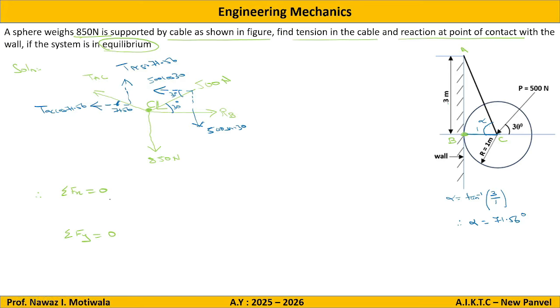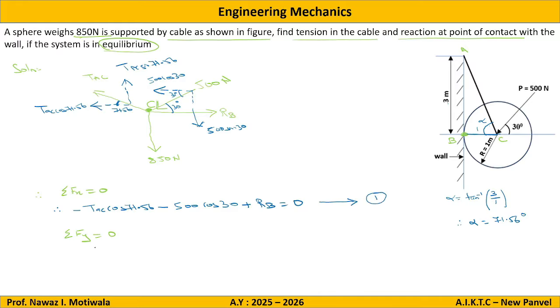So summation of Fx should be 0. Therefore, minus TAC cos 71.56, adding all the forces in x direction, minus 500 cos 30 plus RB should be 0. So from here we will not get any answer, so I will just make it an equation and leave it. So let us say this is equation number 1.